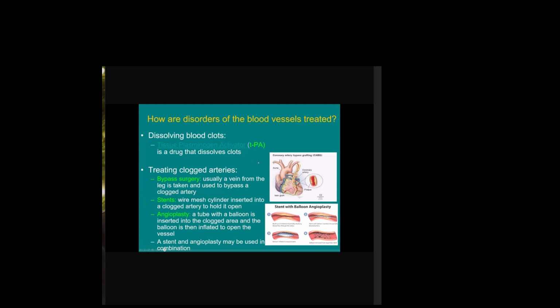Or if the vessel is actually blocked too much, they would say, so imagine here that this was plaque that is blocking this vessel.